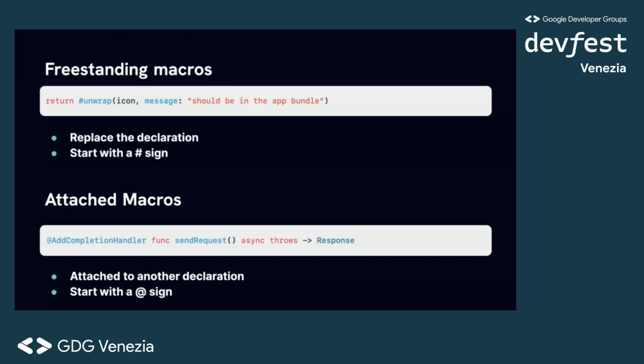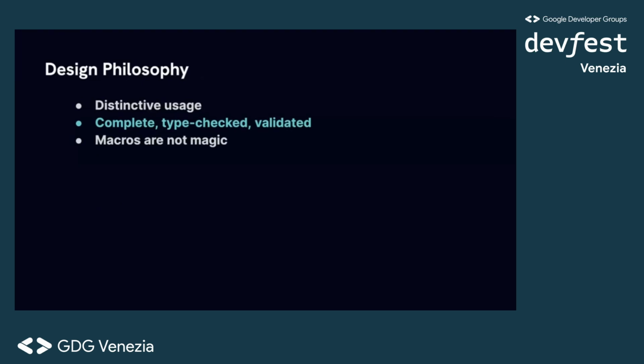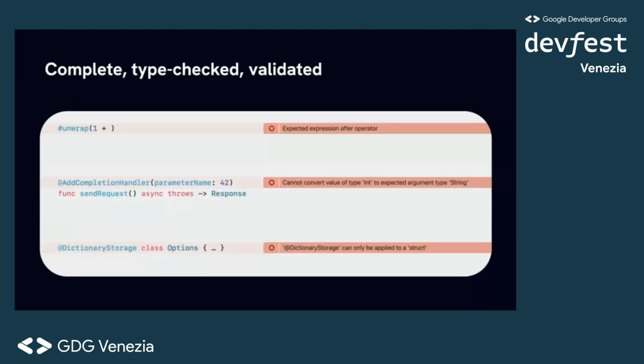On the other hand, attached macros are attached to another declaration. They are not declarations. They are attaching to an existing declaration, and they start with the @ sign. They run at the compiler level in all of the situations, and that's why, for example, the plus operator needs to complete, and macros also handle that. They are type checked, so they are also super safe. You cannot pass an int where a string is awaited, they are type sensitive, and they are validating. You cannot use a struct macro on a class or another kind of declaration. They are checking all of them.